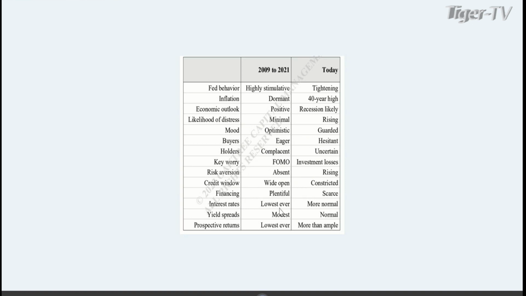Now it's scarce. Interest rates were the lowest ever. Now they're back to normal. The yield spreads were modest, and now they're normal or inverted. And prospective returns were the lowest ever, and now they're more than ample. So this is why he is worried, because he sees a chance that the credit markets could implode, and that would be really, really negative.